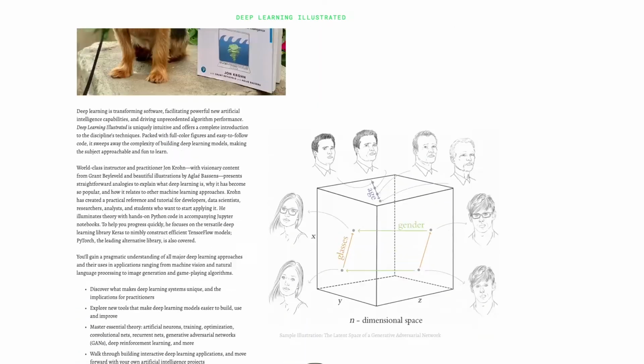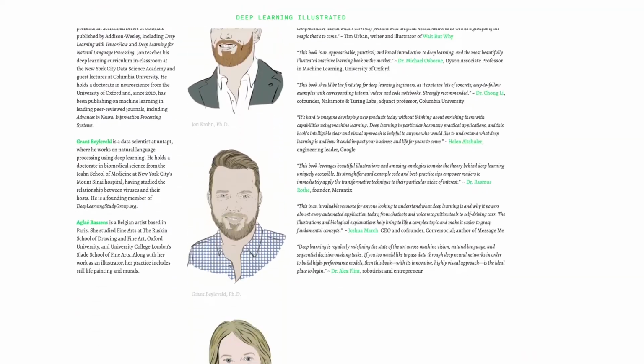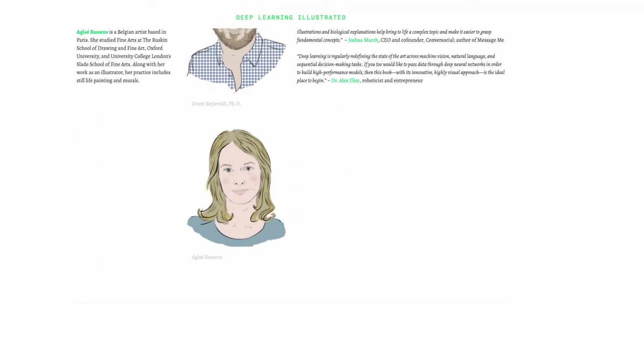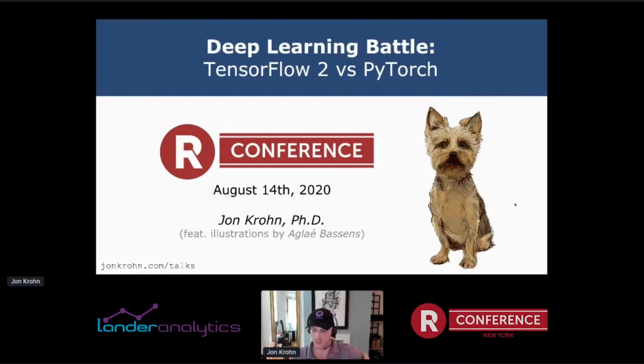So Aglaé Bassins was the illustrator of Deep Learning Illustrated, and you will see a number of her illustrations in here from that book, as well as some that aren't even in the book. So for example, here's a beautiful illustration of my dog, Obo, who might be in the video at some point. So, whoa, what's that guy doing here? Now that must have been a very slow news day.